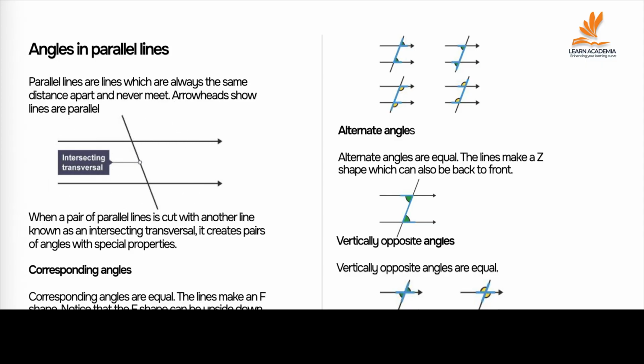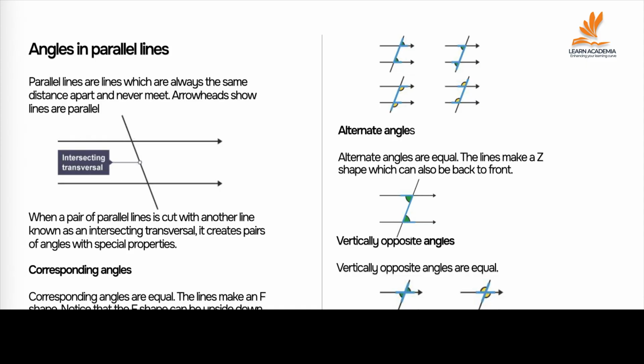Now, when you have two parallel lines and a line crosses them, we say quite a number of angles are going to be formed. And we call that line an intersecting transversal. That is shown diagrammatically there. It says when a pair of parallel lines is cut with another line known as an intersecting transversal, it creates pairs of angles with special properties. We're looking at those special properties in a moment.